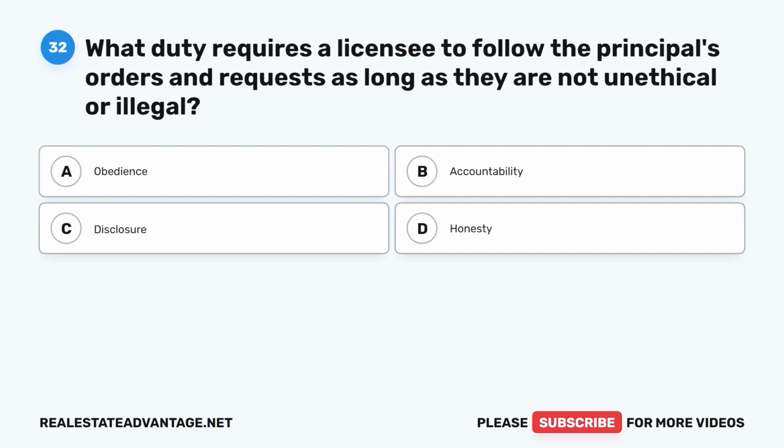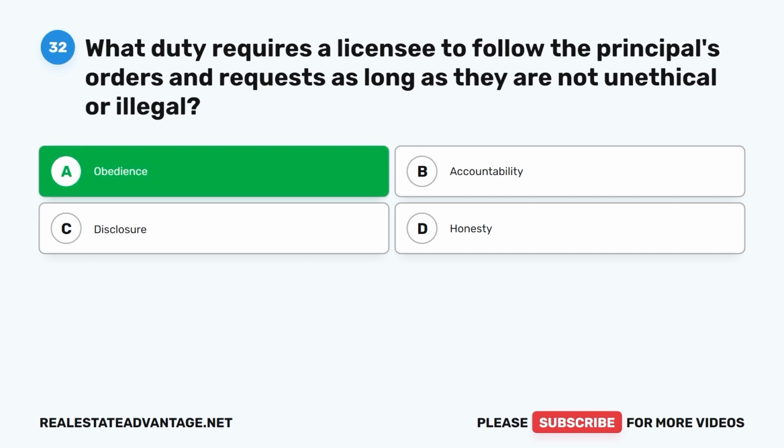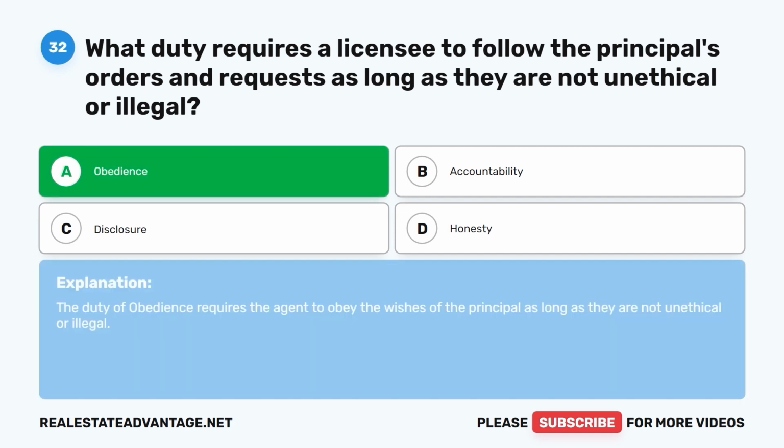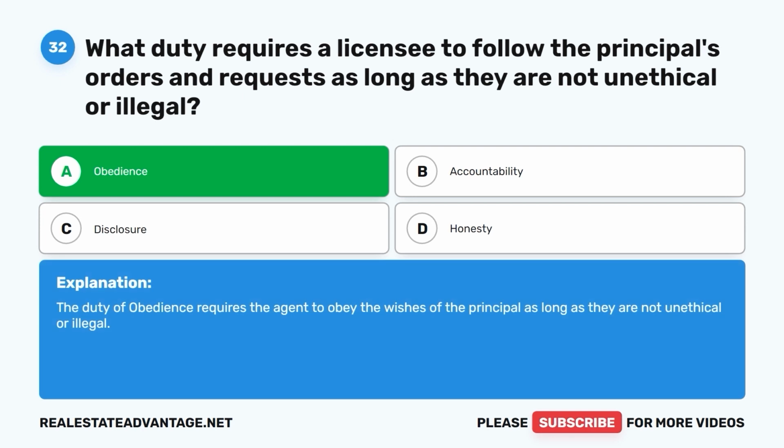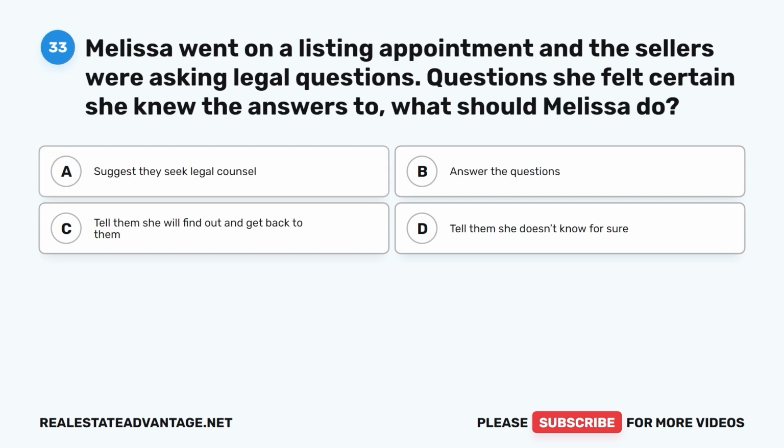The correct answer is A. Obedience. The duty of obedience requires the agent to obey the wishes of the principal as long as they are not unethical or illegal. Question 33. Melissa went on a listing appointment and the sellers were asking legal questions. Questions she felt certain she knew the answers to. What should Melissa do? A. Suggest they seek legal counsel.